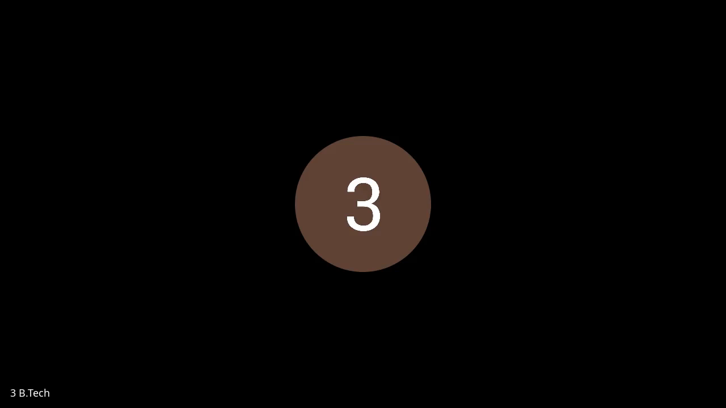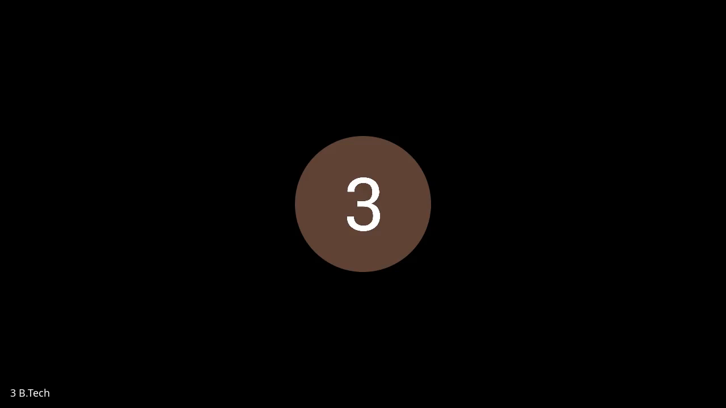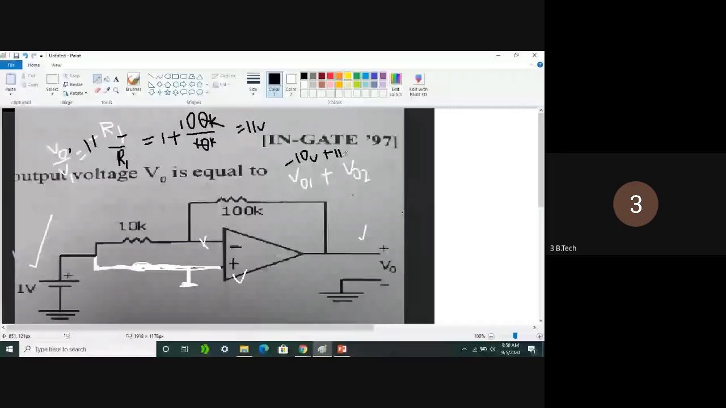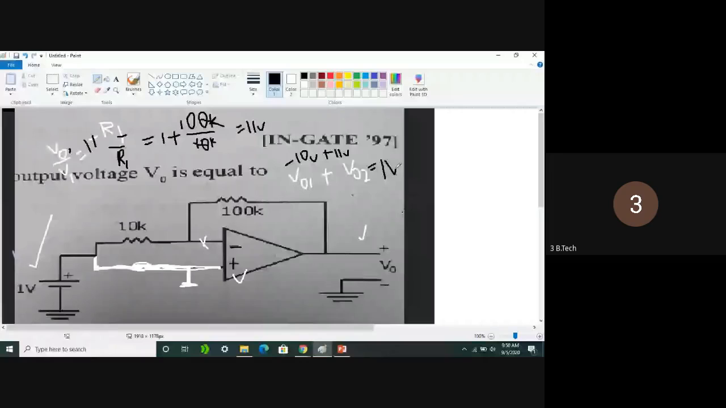Initially we got V01 as minus 10 volts, and V02 is 11 volts. While both voltages are acting simultaneously, we can find the output voltage as the sum of the individual voltages obtained while acting as a single source. So minus 10 volts plus 11 volts. What is the answer? 1 volt. So here the output is 1 volt.